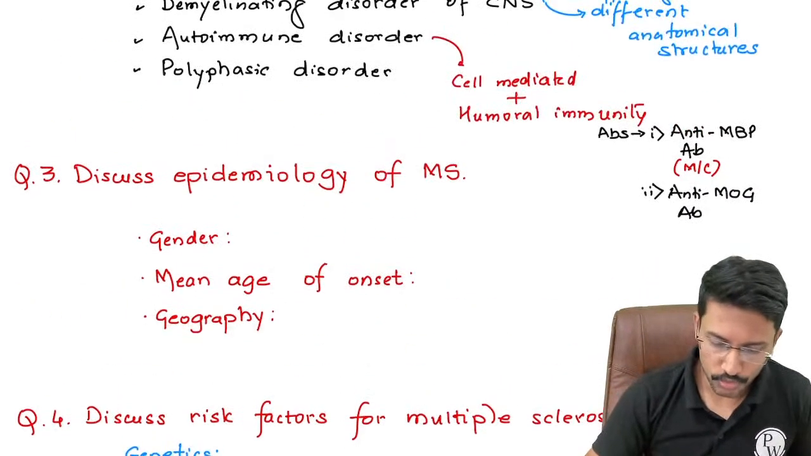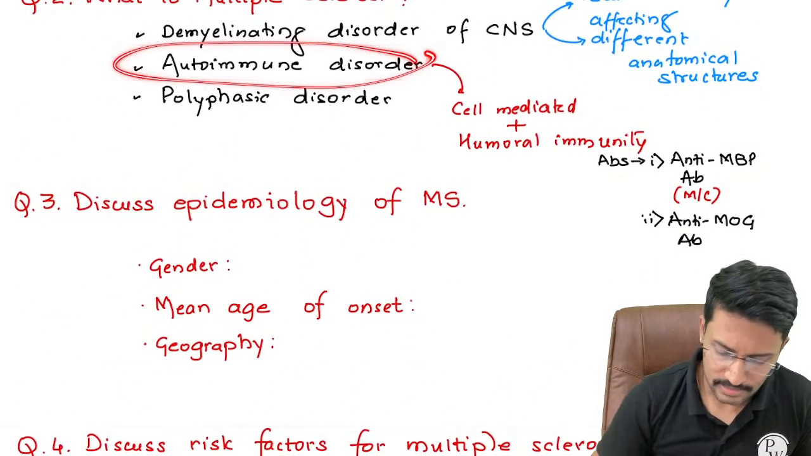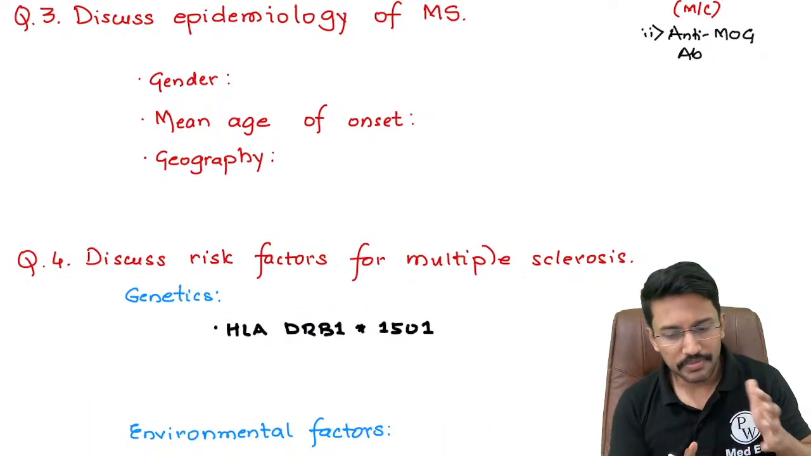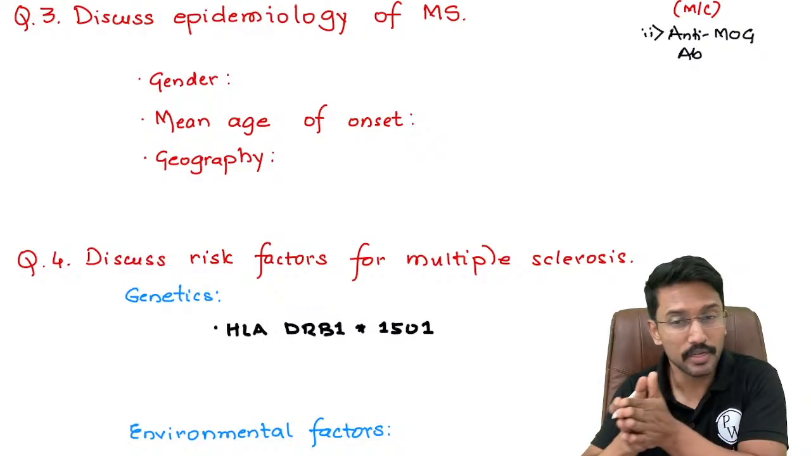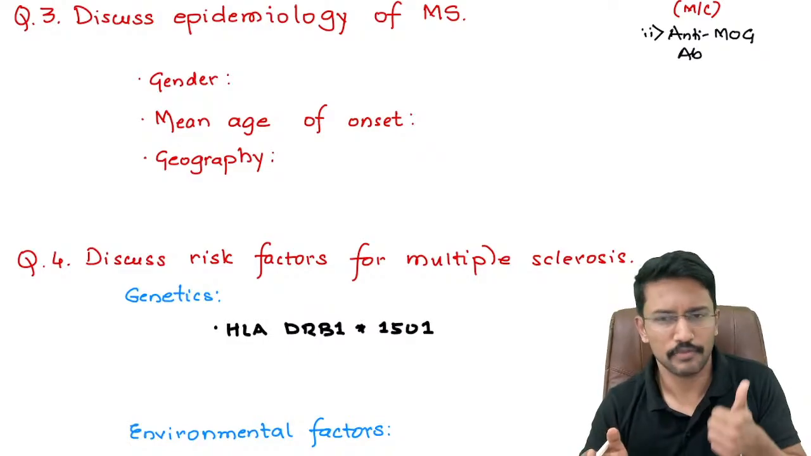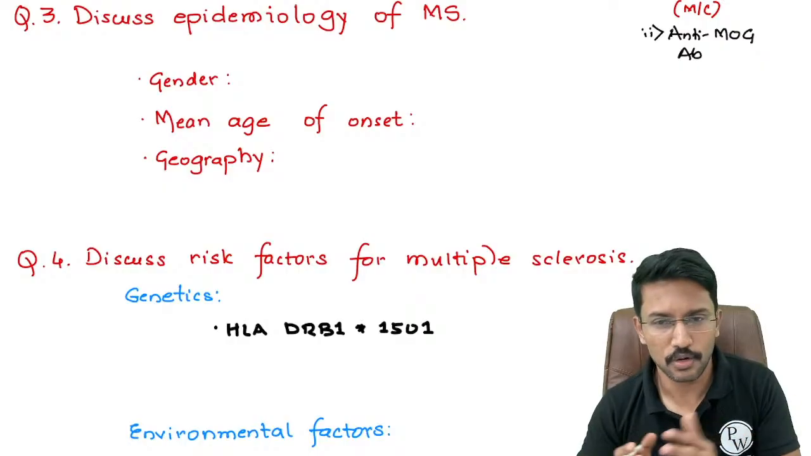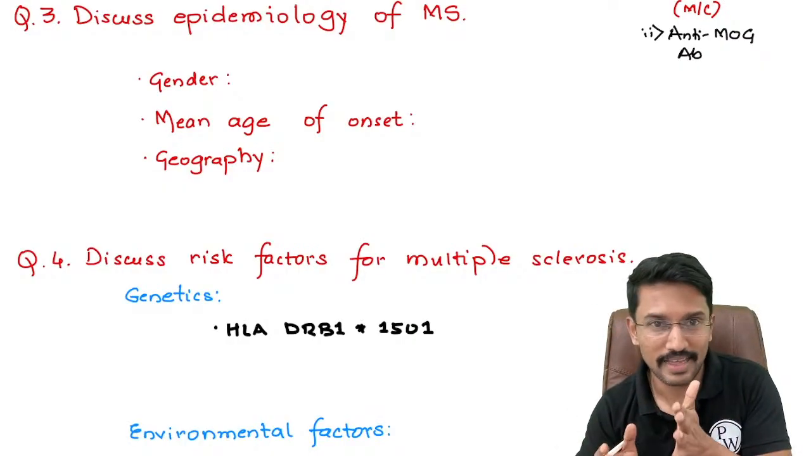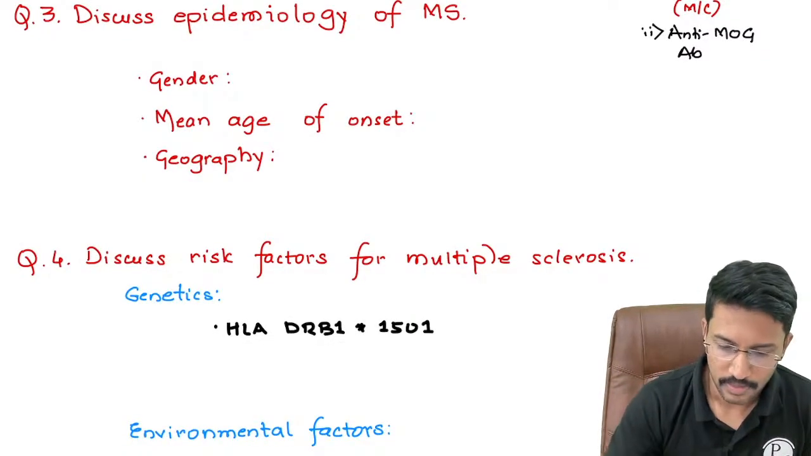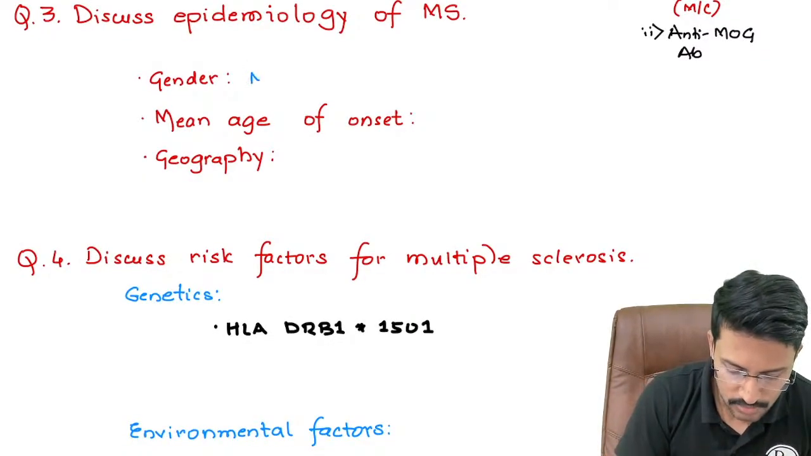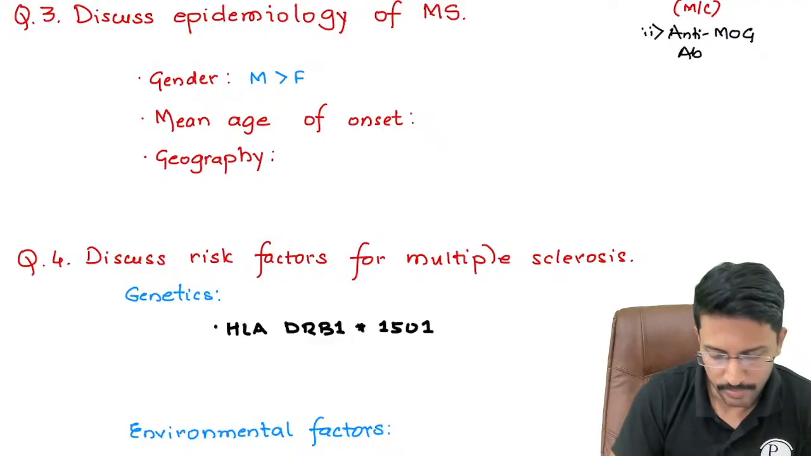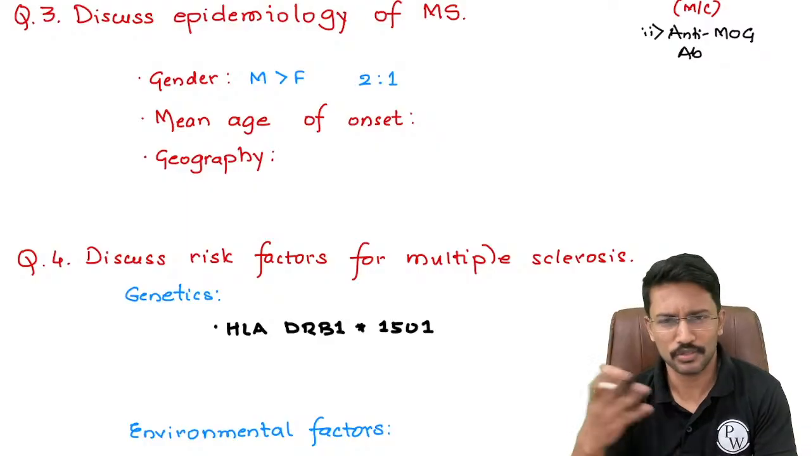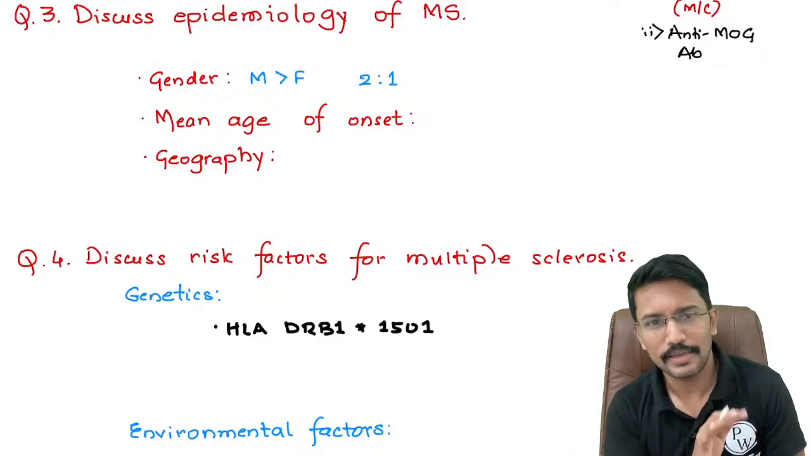Now, I've already told you that this is an autoimmune disorder. So can you guess which gender is most likely to be affected? Generally, we say that autoimmune disorders are more common in females than males. For example, rheumatoid arthritis, Hashimoto's thyroiditis, Graves' disease. When we talk about an autoimmune disorder, it is most likely more common in females than males. But here is an exception. Multiple sclerosis is more common in males than females, with a ratio of 2:1. So there are only a few exceptions to this rule, right? Otherwise, autoimmune diseases are more common in females.